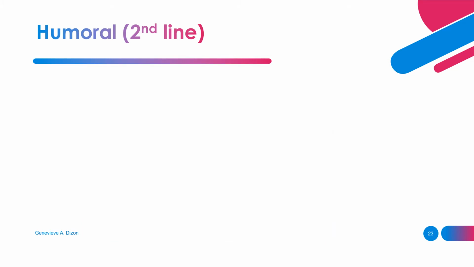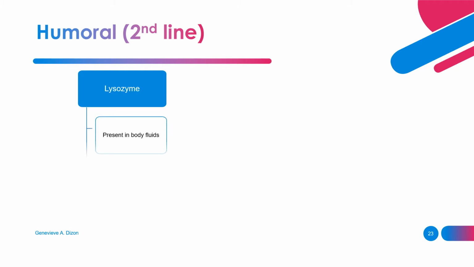The last of the humoral components is lysozyme. Lysozyme is present in tears, saliva, nasal secretions, and other body fluids. These contain lysozyme that destroys the bacteria that attempt to enter our body. In the case of tears, they protect our eyes from bacterial invaders by hydrolyzing the cell wall of the bacteria.